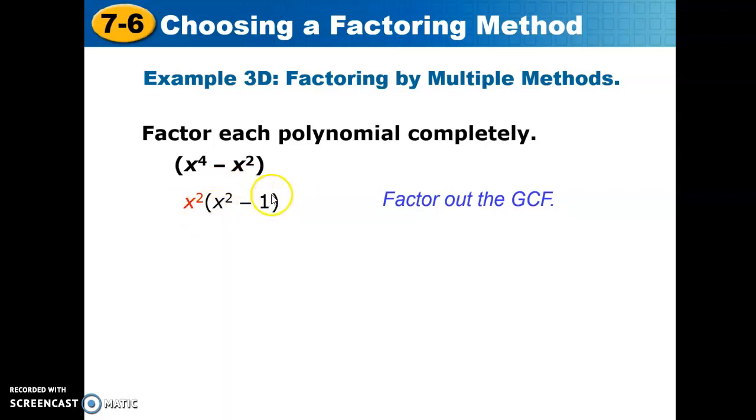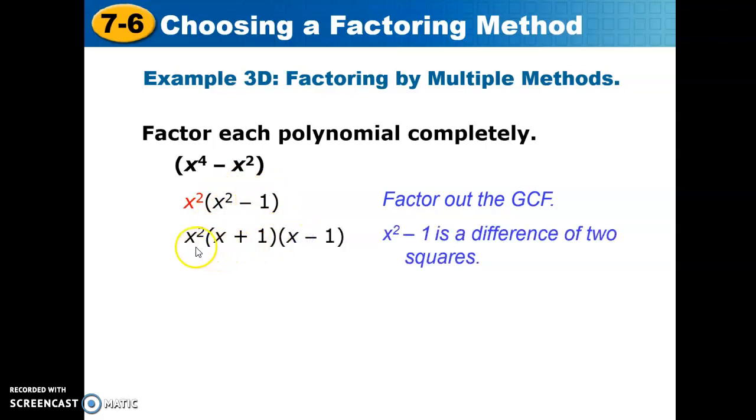This is still a difference of two squares. This is a perfect square, and this is a perfect square. Okay, so then you have an answer of x squared times x plus 1 times x minus 1. So you could jump right to doing a difference of two squares here, but this method is actually better. You always want to factor out the GCF first.